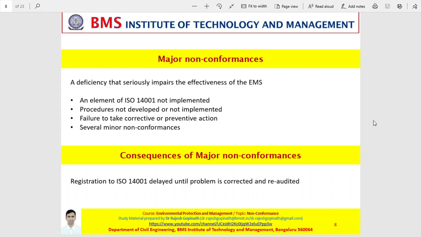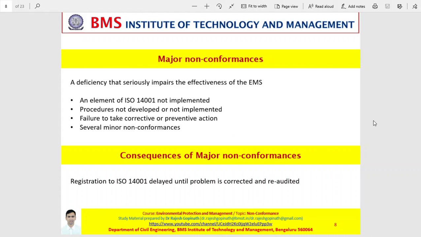So what could be the examples for that? If any one element of ISO 14001 has not been implemented, if the procedures are not developed or not even implemented, if the company has failed to take corrective or preventive actions for any non-conformances, and of course, several minor non-conformances can also have the same impact as one major non-conformance.